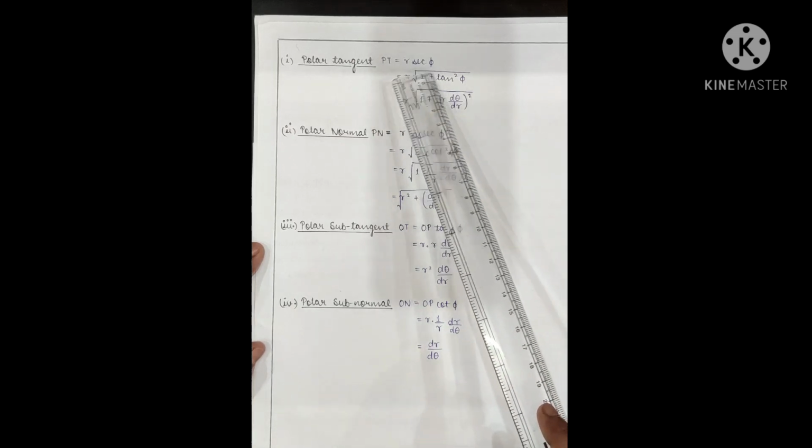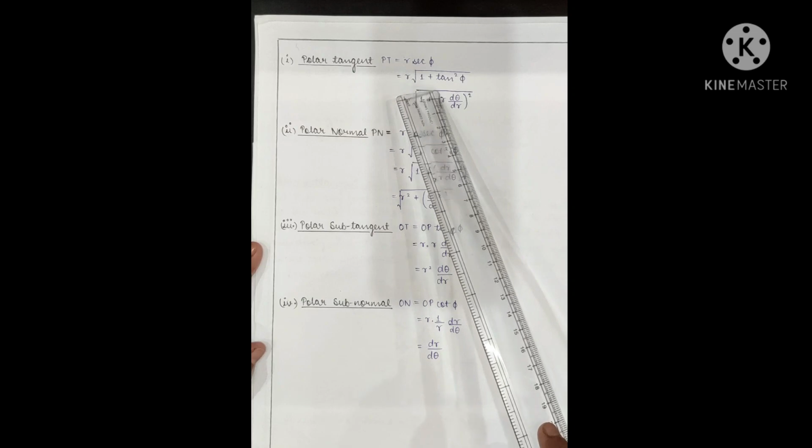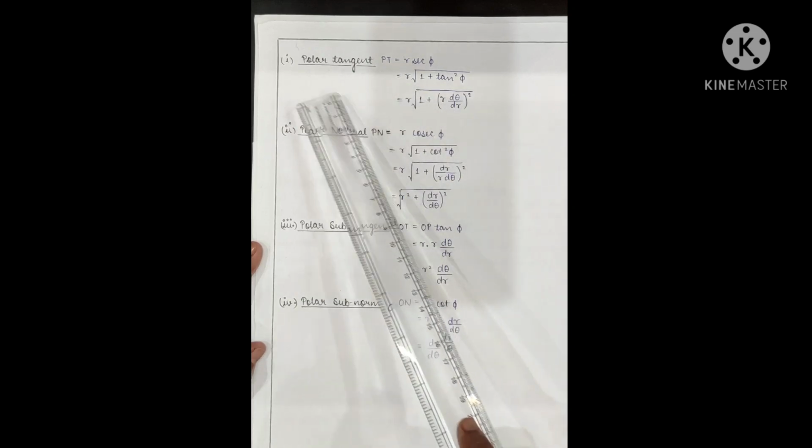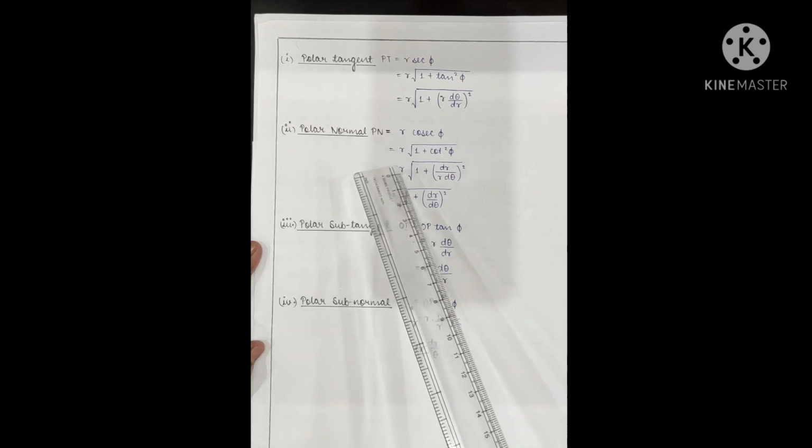Now for calculating polar tangent, we use this formula, which is r into sec phi. Sec phi can also be written as under root of 1 plus tan square phi. As we know, tan phi is r d theta upon dr, so we will put this value here. So for calculating polar tangent, the formula will be r into under root of 1 plus (r d theta upon dr) whole square.